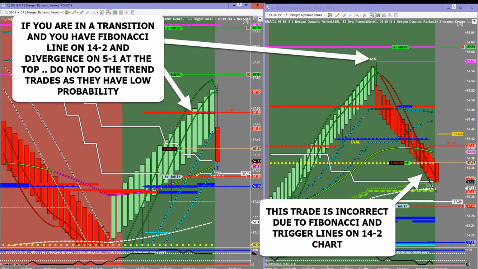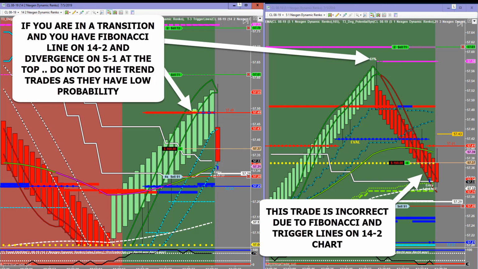Unfortunately, this is the real world. In the real world, we had a Fibonacci resistance here, and we only had 2 of our trigger lines. We need 4 passed to trade through a red line. So because we had a red Fibonacci resistance, this is the improper transition look. This is the same trade.